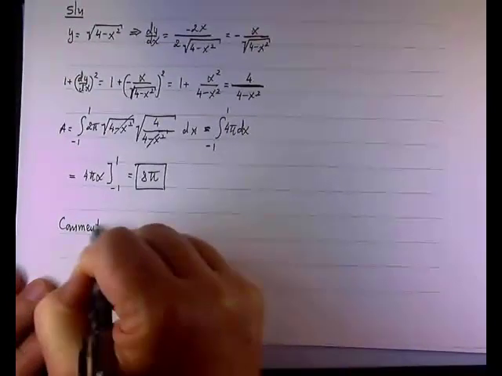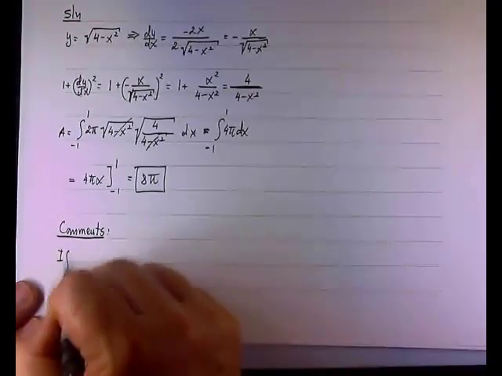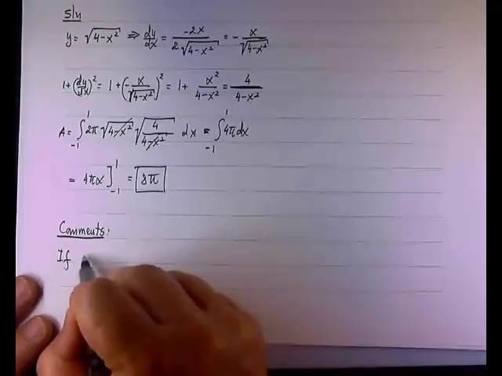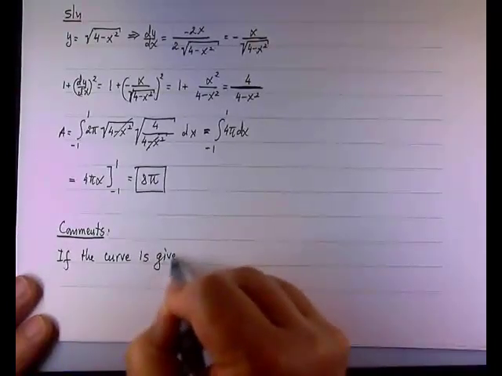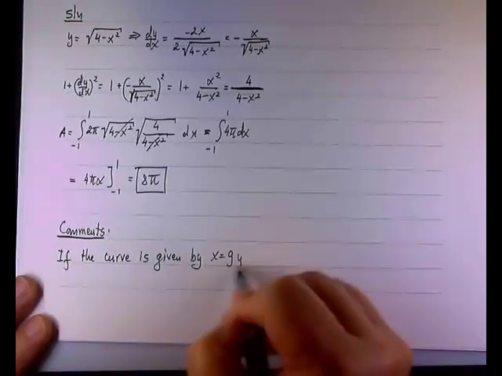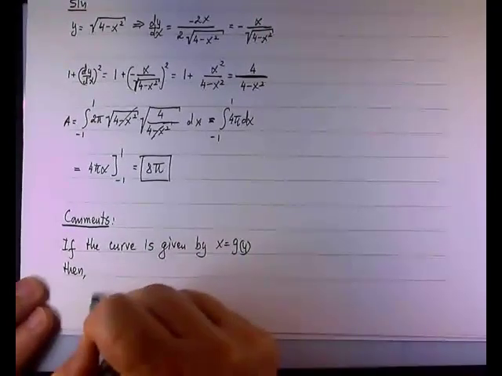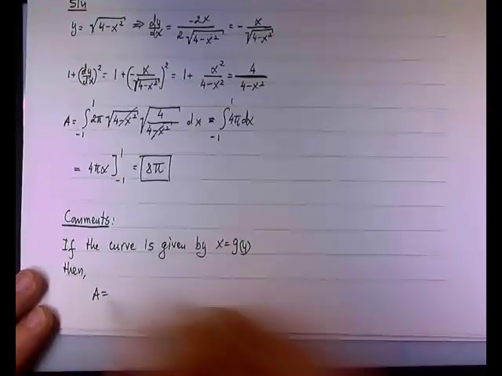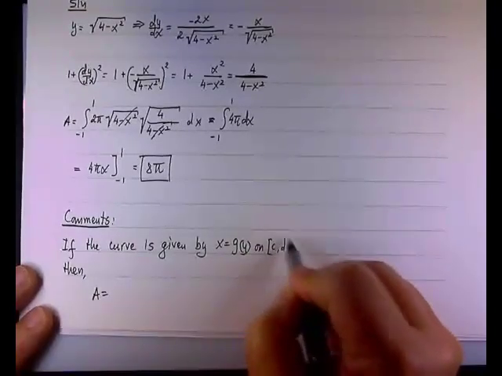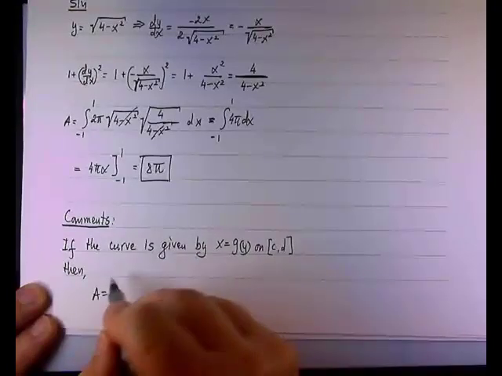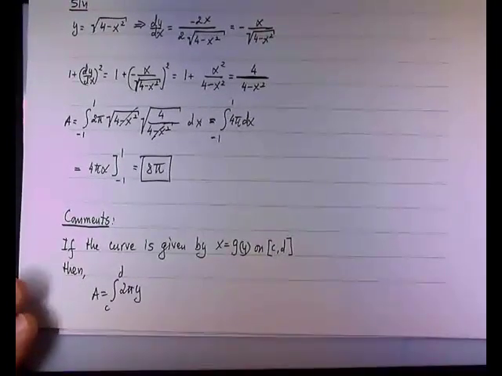Okay, a couple of comments before we move on, or before we call it a day. First, if instead of y equal f of x, the curve is given by x equal g of y, as before, and y goes from c to d, then the area would be the integral from c to d of 2 pi y.